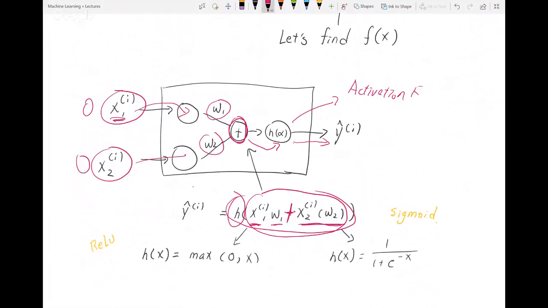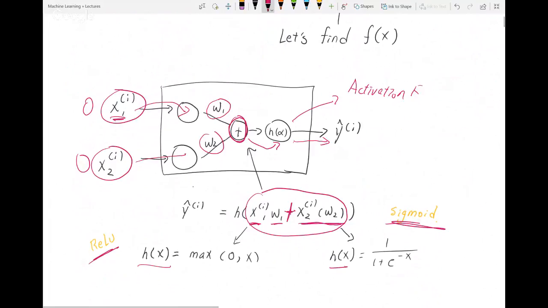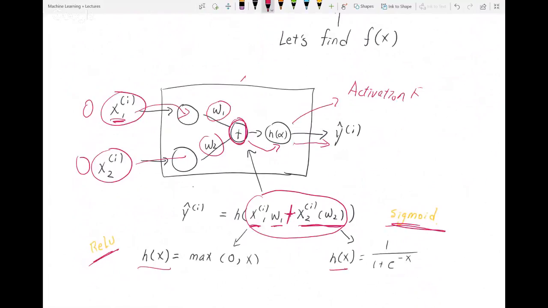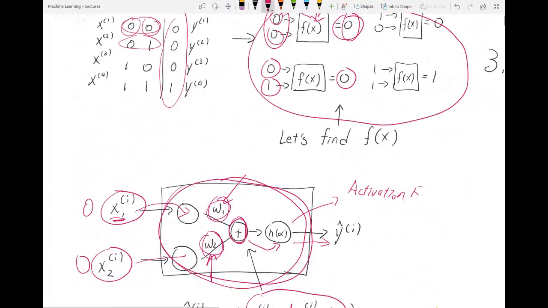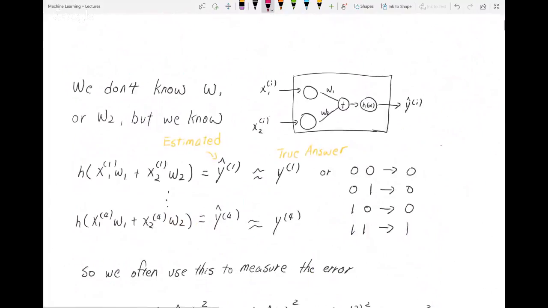This activation function, H, could be in a lot of forms. It could be something called a ReLU or something like a sigmoid. The exact function is not really the topic of this talk. The idea I want you to get is that we don't know what W1 and W2 are. We want to find W1 and W2, which characterize this whole thing and allow us to have the kind of behavior that we just talked about. So, like I said, we don't know W1, W2. However, we can just guess.